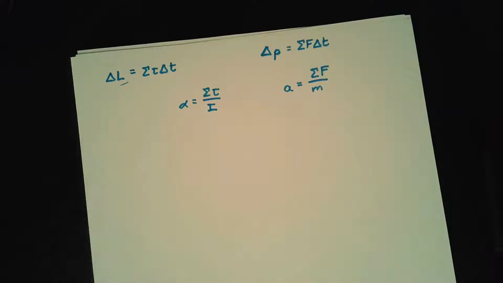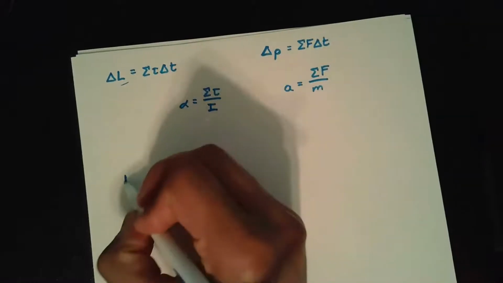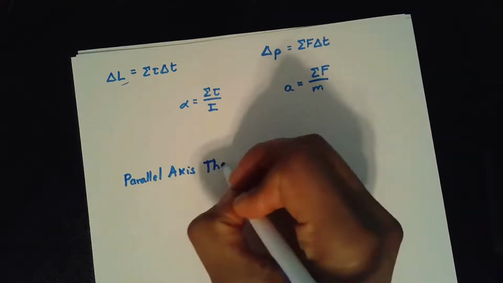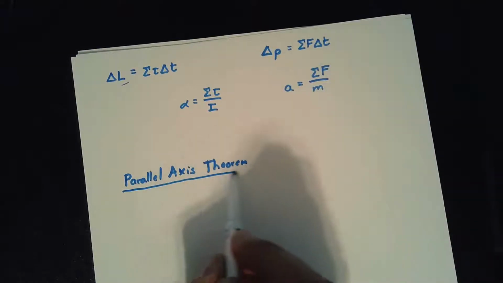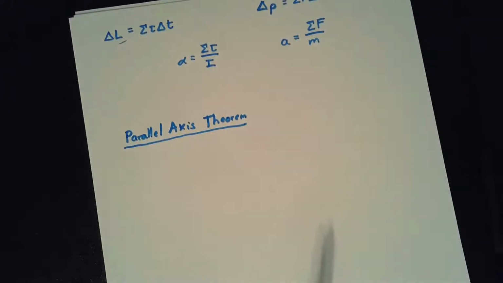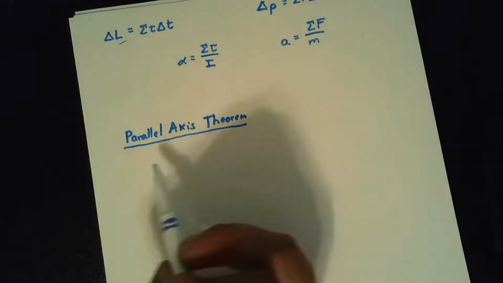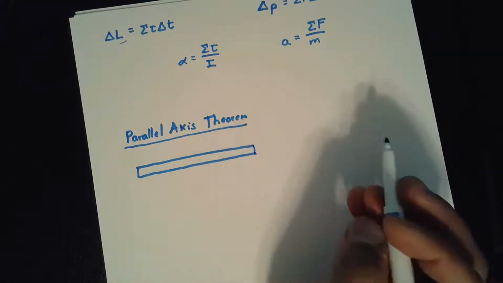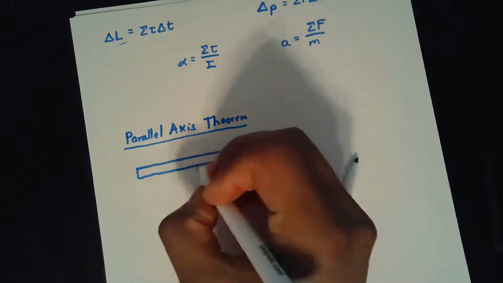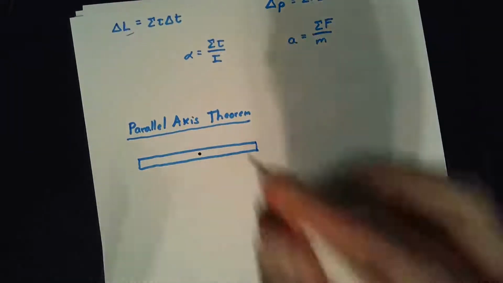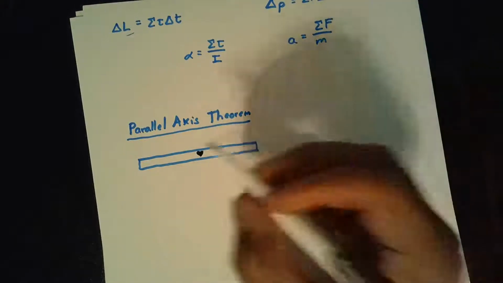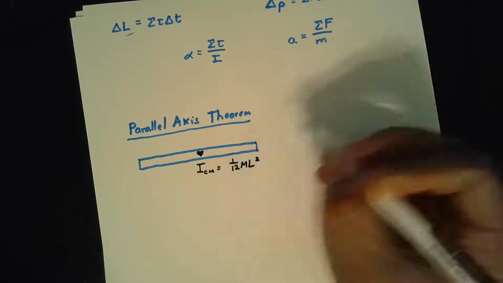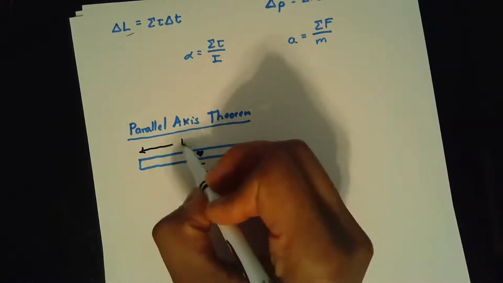Can you explain the parallel axis theorem? Sure. The parallel axis theorem is just a way to determine the moment of inertia of an object when its axis is different than expected. Let me give you the easiest one to talk about. If I have a long, thin rod, its moment of inertia about its center of mass is 1/12 ml squared, where m is the mass of the rod and L is the length of the rod.